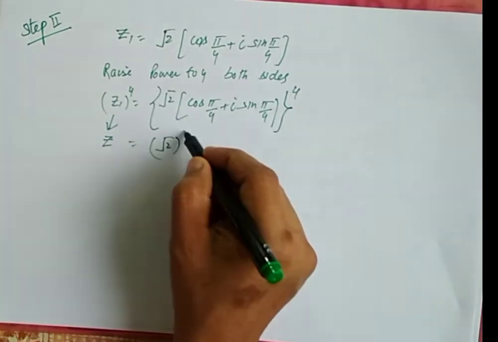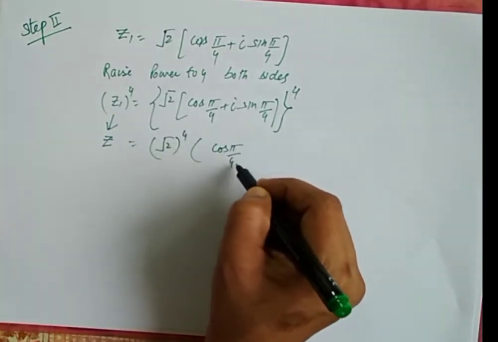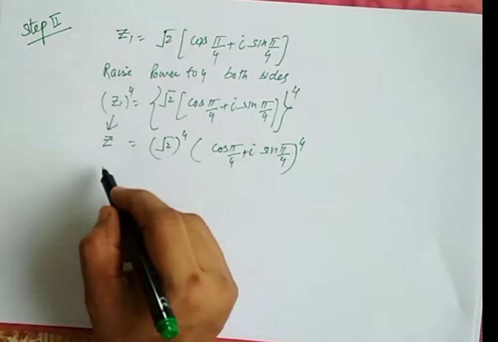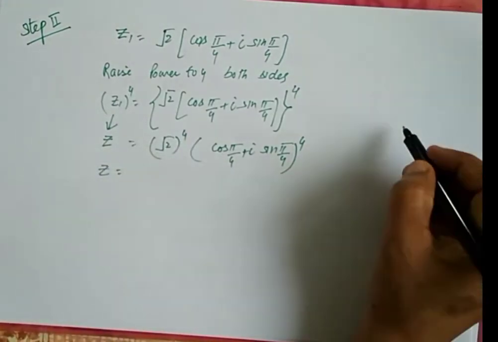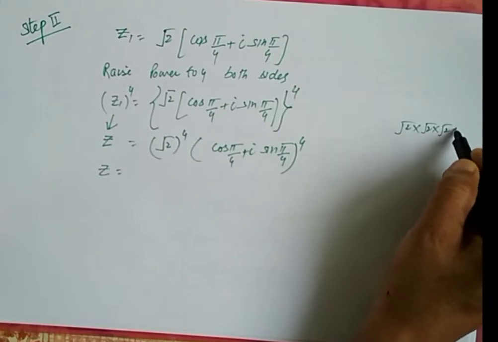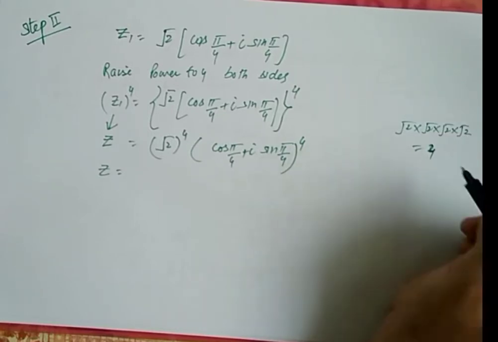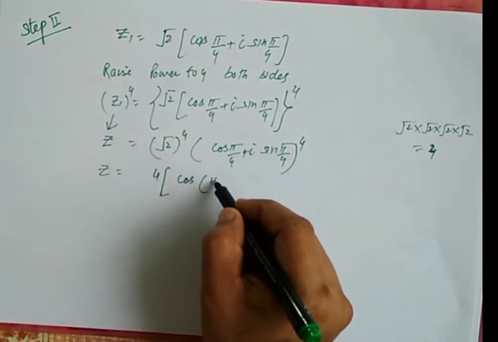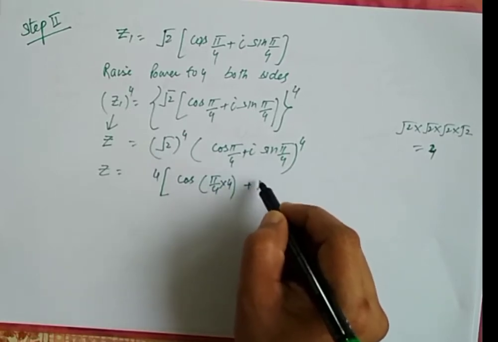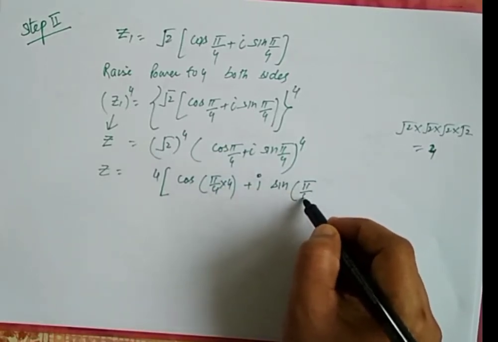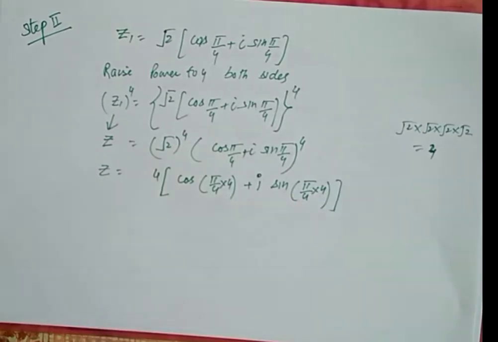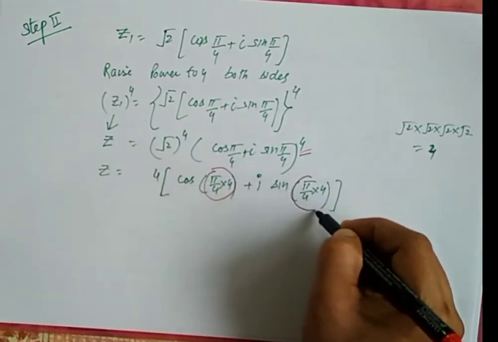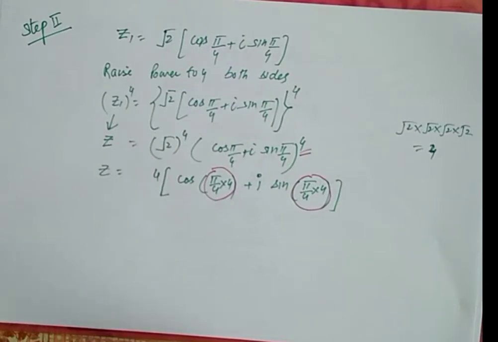Then z equals to root 2 raised to power 4 and then cos of pi by 4 plus i sine of pi by 4 raised to power 4. So z is equals to root 2 raised to power 4, root 2 into root 2, this is equals to 4. So we can write here 4 and then here we will use De Moivre theorem. Cos of pi by 4 into 4 plus i sine of pi by 4 into 4. We have to note down these steps. See, this power is getting multiplied here with the angle, and now it will disappear from this place.